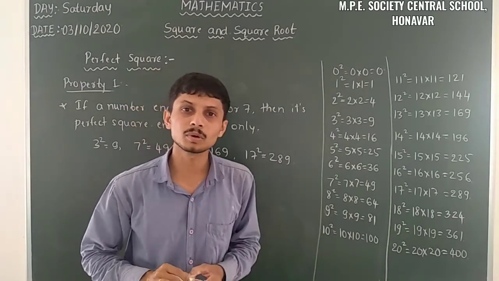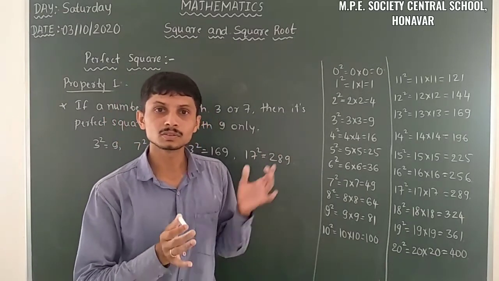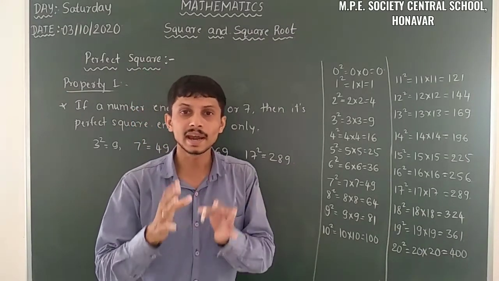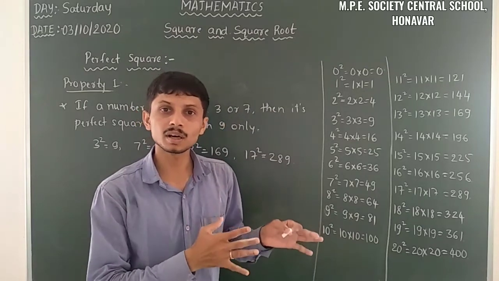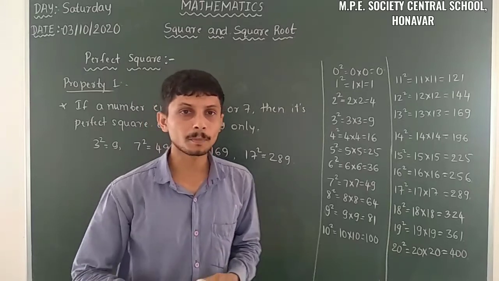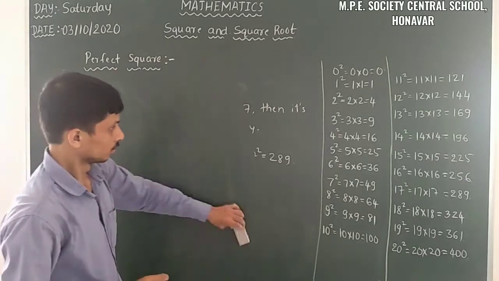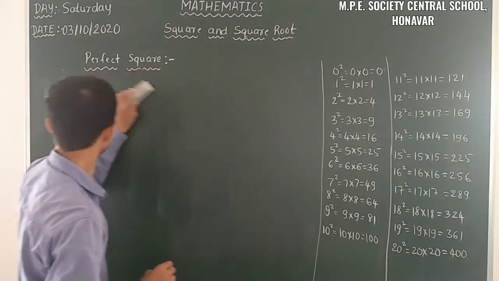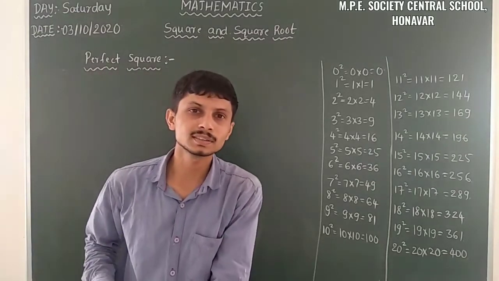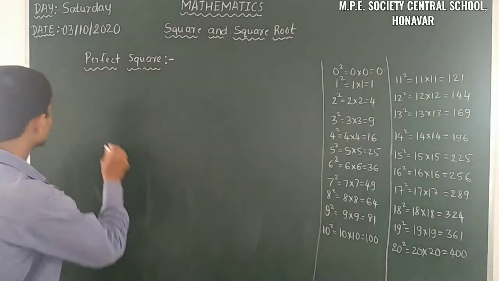These are some of the properties, known as property 1, the property of ending digits. Here we have to observe the ending digits of the number and the perfect square. So let us take another property, property number 2. It's a simple property, and from this property we have many uses.